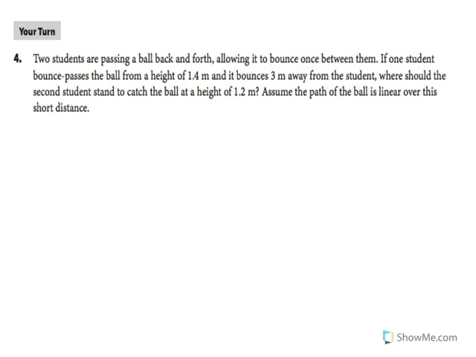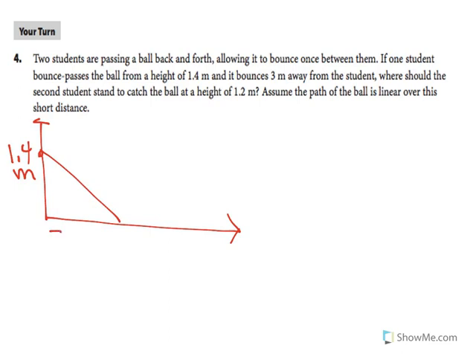Okay, so it helps if we draw our graph. So let's say one student is going to stand here, right? So that student is 1.4 meters and bounces the ball, so this is 3 meters away. So let's say that we start from 0, 0. Okay, so then another student is going to stand here at 1.2 meters, and we're going to find out where that student should stand, right?